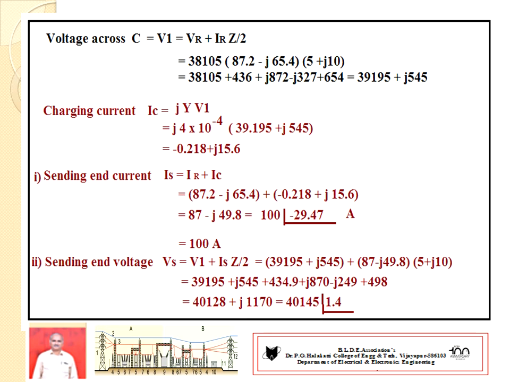Then after knowing the sending end current, you can add again 50% of drop to the V1. Current is IS, with reference to sending end current. Then we are going to get the sending end voltage. Vs equal to V1 plus IS into Z by 2. We are going to get 40,145 with an angle 1.4. Magnitude is 40,145. This is again phase voltage.